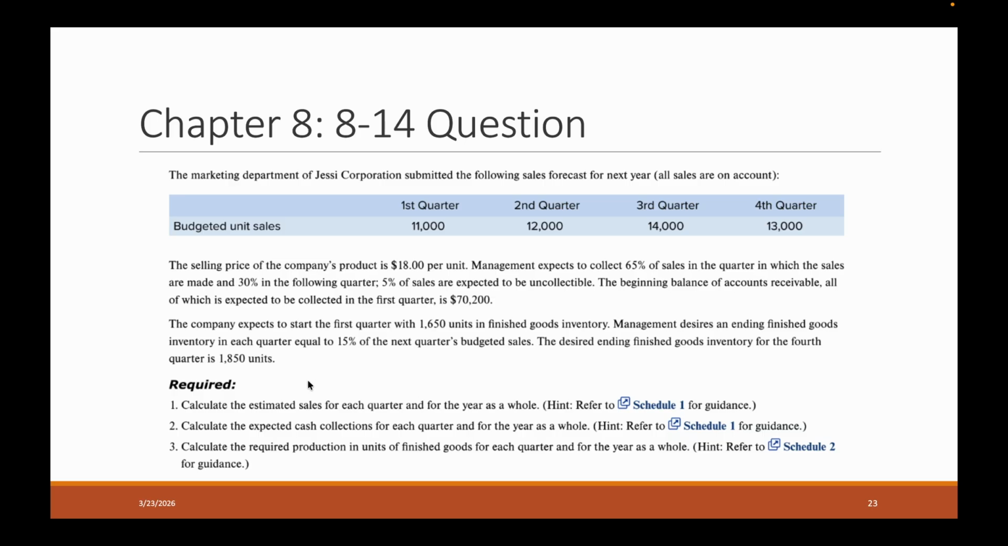Calculate the estimated sales for each quarter and for the year as a whole. Number 2, calculate the expected cash collections for each quarter and for the year as a whole. And finally, calculate the required production in units of finished goods for each quarter and for the year as a whole. So we're going to be breaking down each quarter, and then we're going to be pretty much summing those together to get the year as a whole. So starting with question 1, we're calculating the estimated sales for each quarter and for the year as a whole.